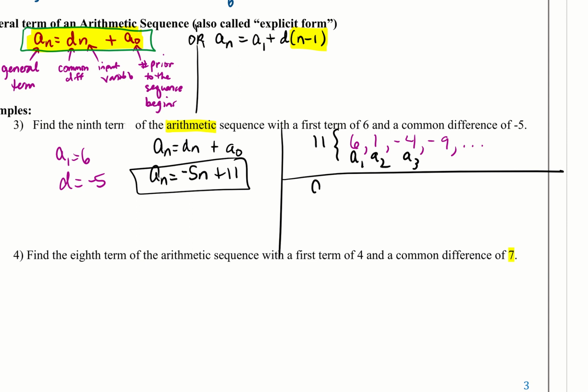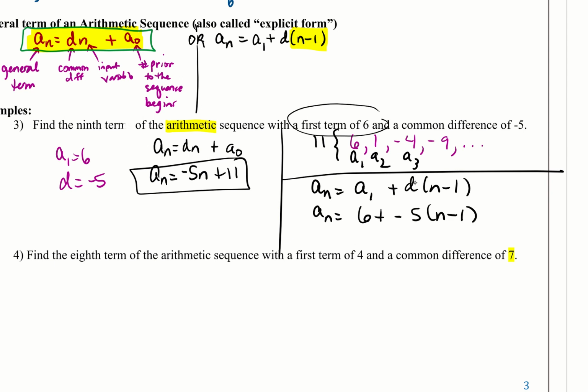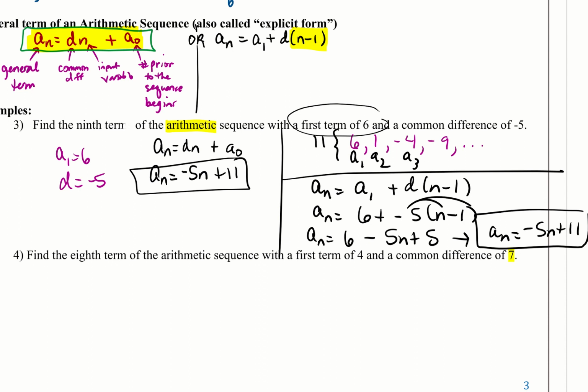Alternatively, you could use this formula. A sub n is the first term, a sub 1, plus d times n minus 1. So a sub 1 would be the first term, which they said was 6, plus the common difference of negative 5. And this n minus 1 is part of every single formula that you would use. I would then distribute and combine like terms, and I end up with negative 5n plus 11. So I get to the same answer either way.